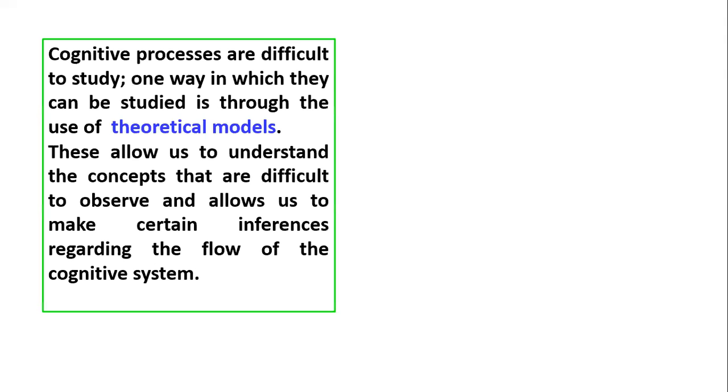Another type of modeling that we use is known as theoretical models. Now, these theoretical models allow us to understand concepts that are difficult to observe and allow us to make certain inferences regarding the flow of the cognitive system. Remember, inferences, conclusions based on, in this case, the theoretical model. So here, we need some form of visual representation to understand a process. And once we have this visual representation, it allows for better understanding.